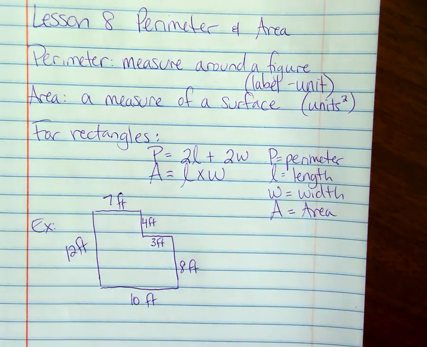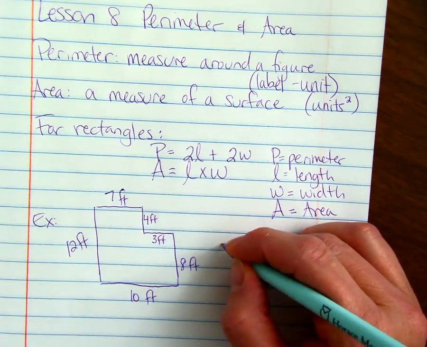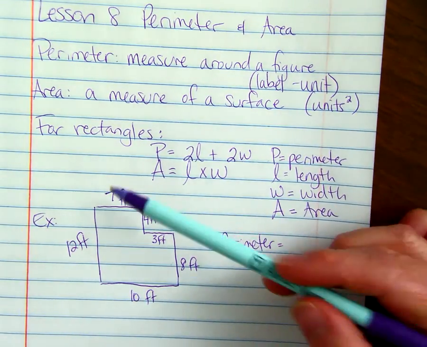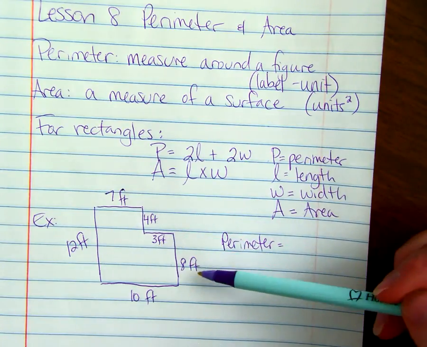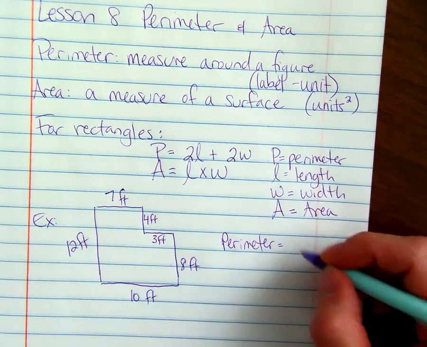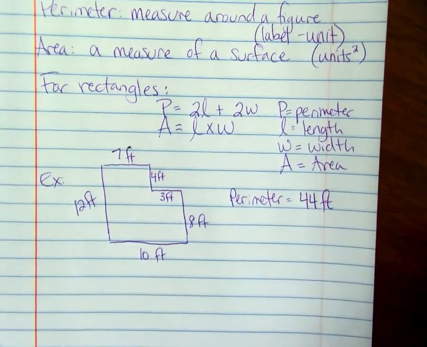So to find perimeter, we're just going to add all the side lengths together. And we get 7 plus 4 is 11 plus 3 is 14, plus 8 is 22, plus 10 is 32, plus 12 is 44. And we put our label feet.